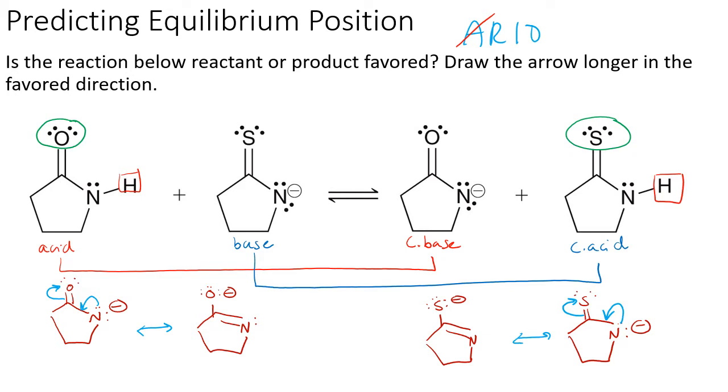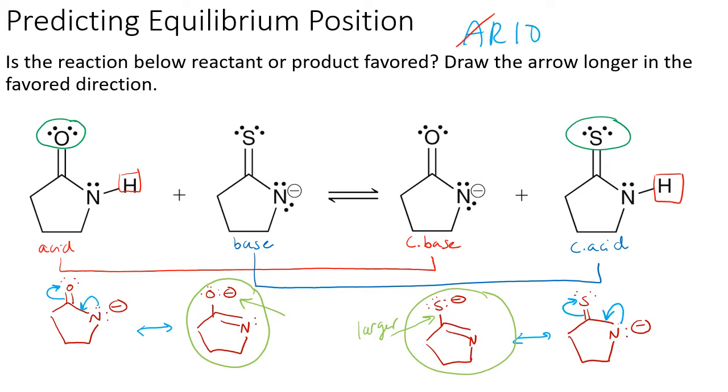So you can see in the resonance structure a little bit better that now what we're really comparing is the stability of these two resonance structures. Is it going to be more stable when it has a resonance structure where an oxygen can bear a negative charge? Or is it going to be more stable when we have a resonance structure that has sulfur bearing a negative charge? And remember, sulfur is larger.